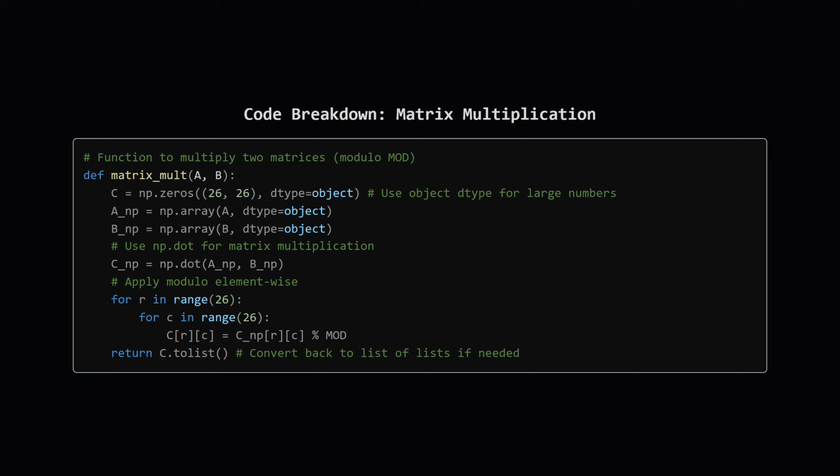After NumPy calculates the dot product into C_NP, we need to apply the modulus to every single element in the resulting matrix. So, we loop through each row and column, and set the element C of R, C to be the calculated value modulo. Finally, we return the resulting matrix.